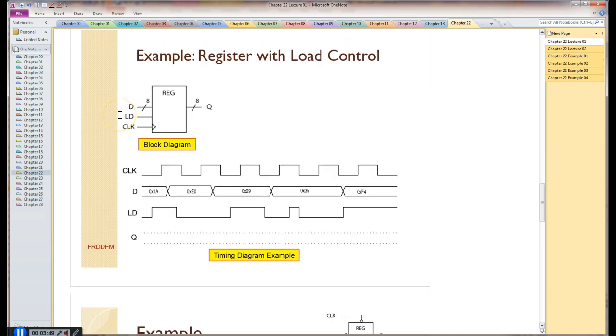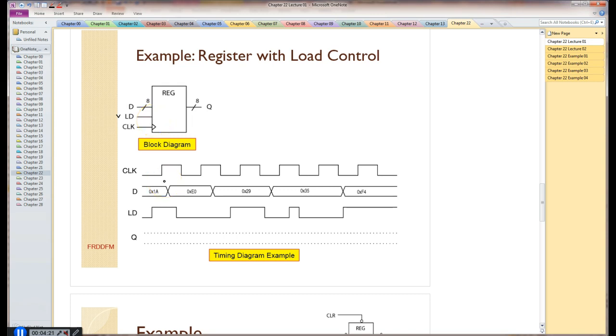So this is a register with load control. The previous register had no load control, which was not very useful. Essentially what we need to do is control when that register loads or not, and we do that with this load input. What this means is the D input can only be latched into this register if that load is asserted. And by the way it's written, it's an active high input.